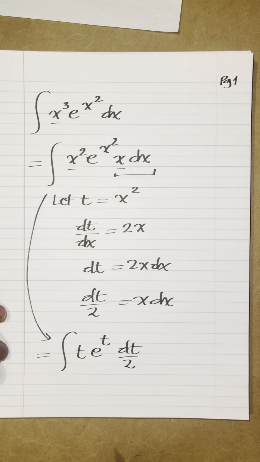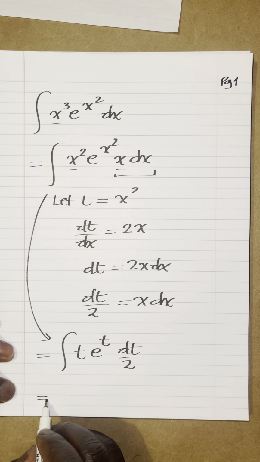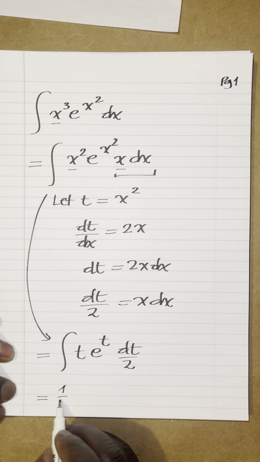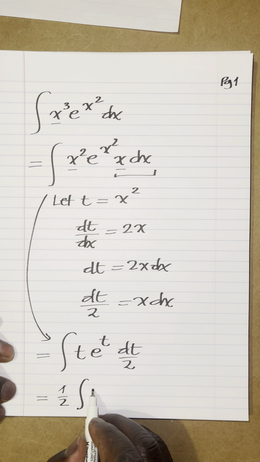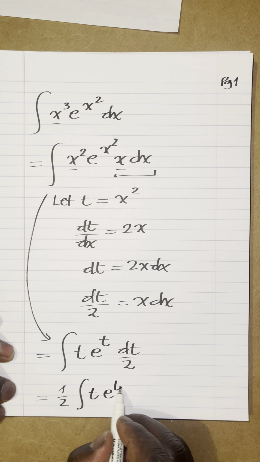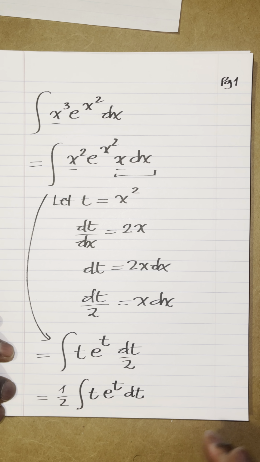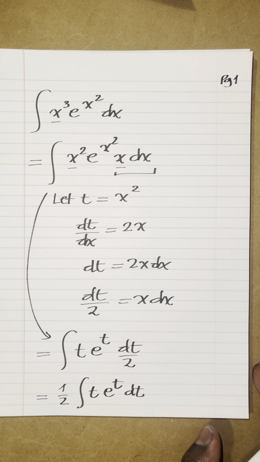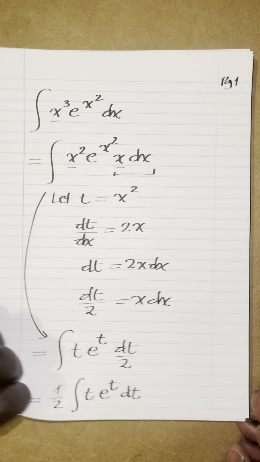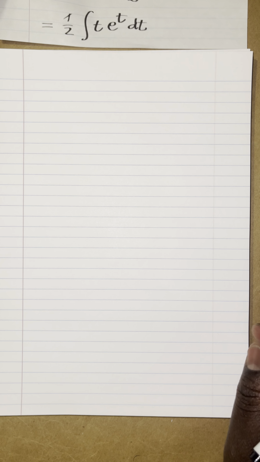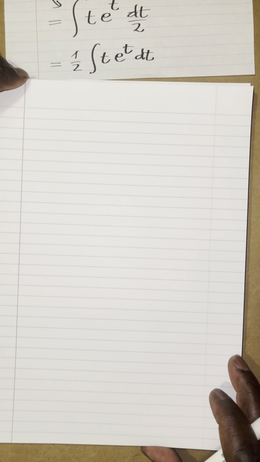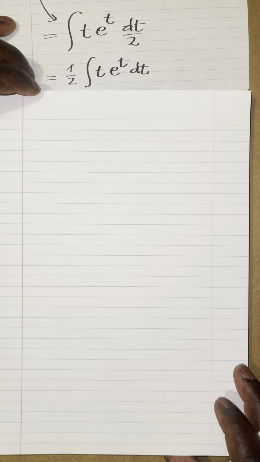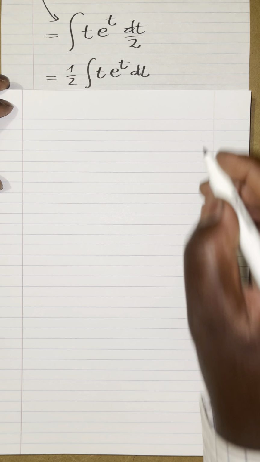And remember, 2 is dividing, so you can take it out because it's a constant. So we have 1 over 2, the integral of t e to the power t dt. Right, now from here we proceed. As you would imagine, we are going to have to use integration by parts now as follows. So moving forward, let me move this one down. All right, so taking us to page 2.